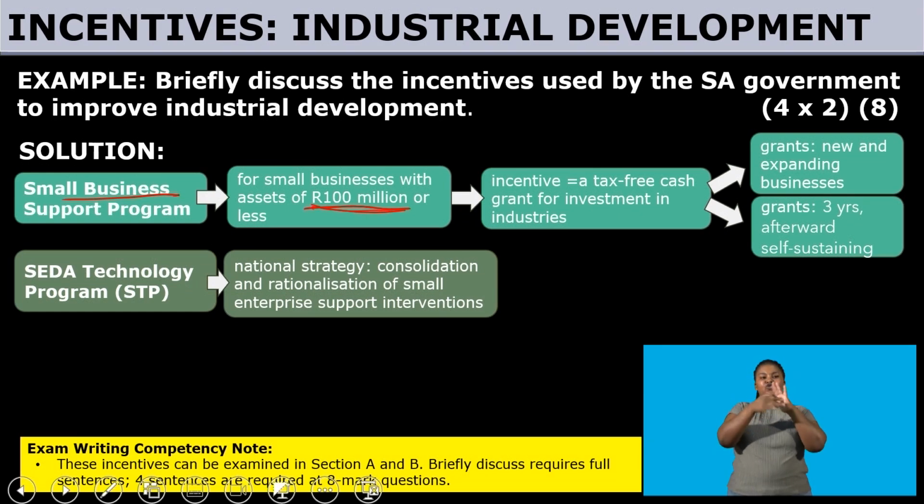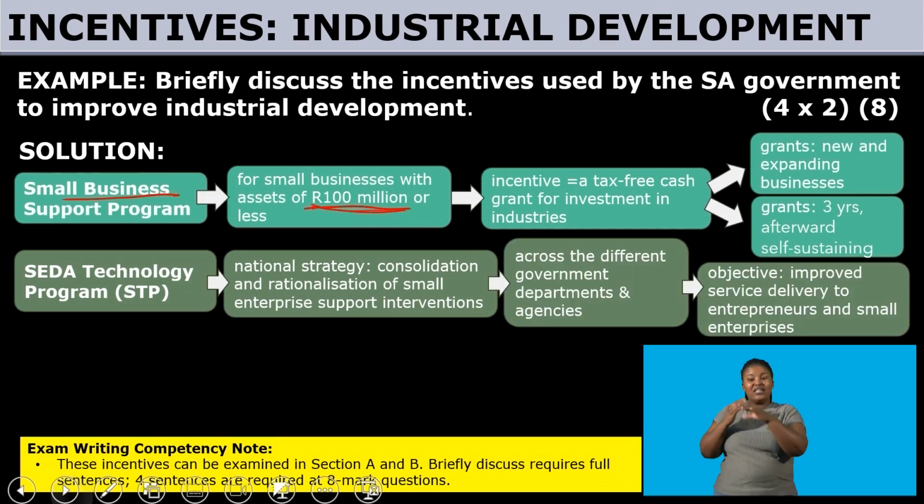It's a national strategy, and it involves consolidation and rationalization of small enterprise support interventions. It's given across the different government departments and agencies, and the objective is to bring about improved service delivery to entrepreneurs and also to small enterprises.